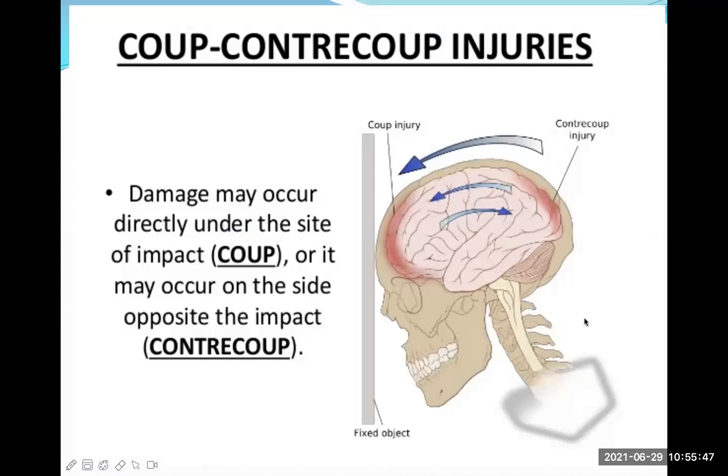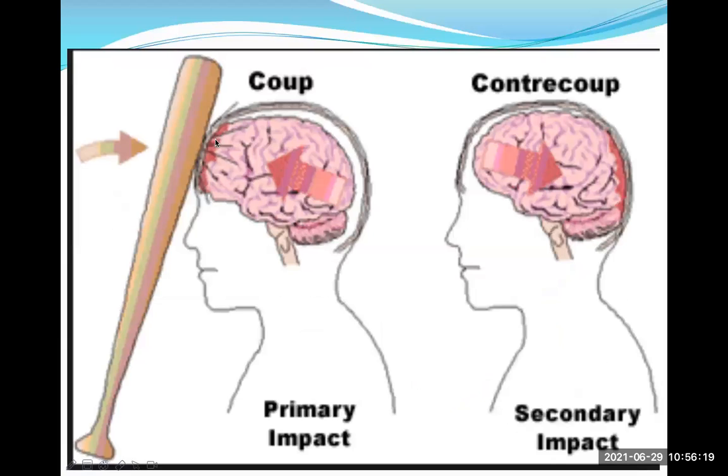So this is coup and contrecoup injury. A coup injury occurs here because this is a fixed object, and this head is impacted on that fixed object. So exactly at this site, there is a direct impact. So this is a coup injury. As a result of this, the brain shakes and there is a movement of the brain. So on the back side, it hits the skull. So a contrecoup injury occurs. Coup injury and contrecoup injury. See this? Backside here. Here is the contrecoup injury.